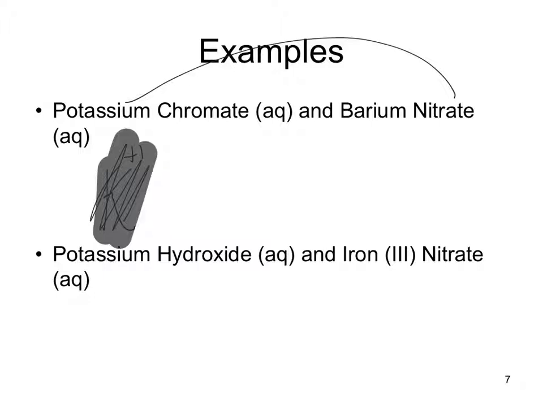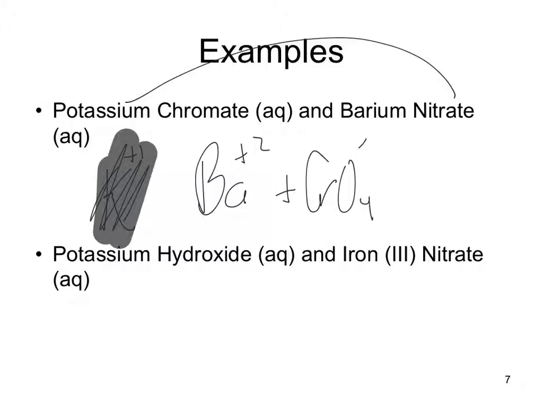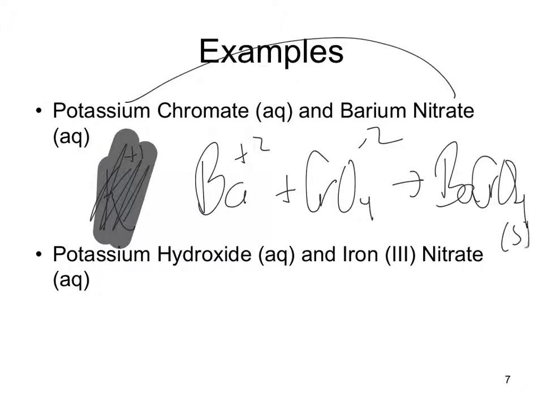It's not going to happen. The real story here is that barium, which was a free ion, and chromate, which is -2, they're the ones that actually did something. So that's our net ionic equation. We don't write the potassium, we don't write the nitrate, because they were aqueous before, they're aqueous after, they never did anything. This is our net ionic equation.